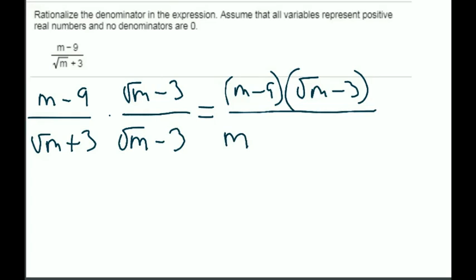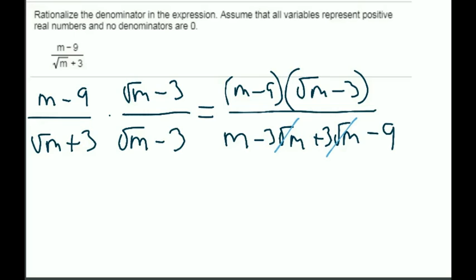So we're concerned with the outer. We get negative 3 square roots of m. And then on the inner we get positive 3 square roots of m. And then the last we get 3 times negative 3 gives us 9. So what's happening here is these inner terms are canceling out.